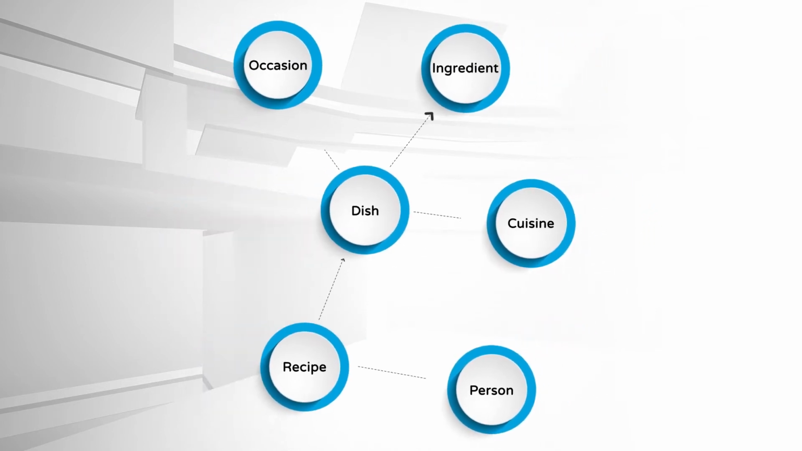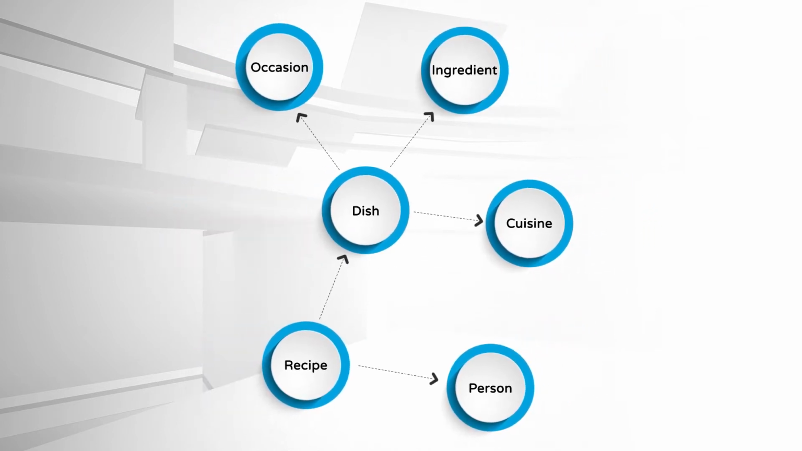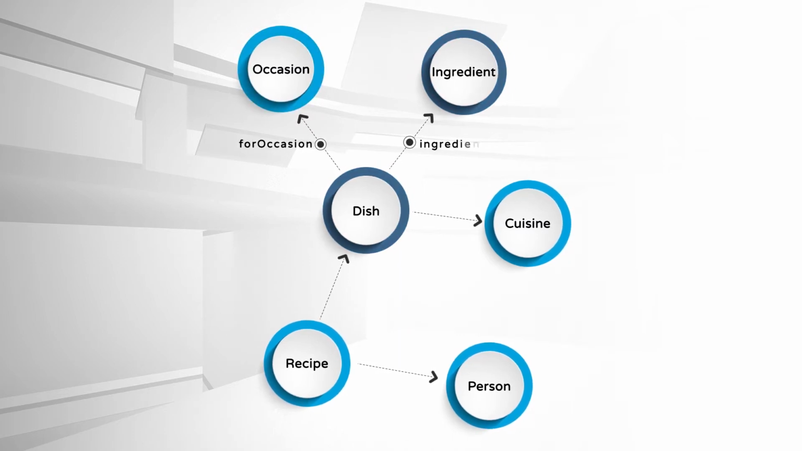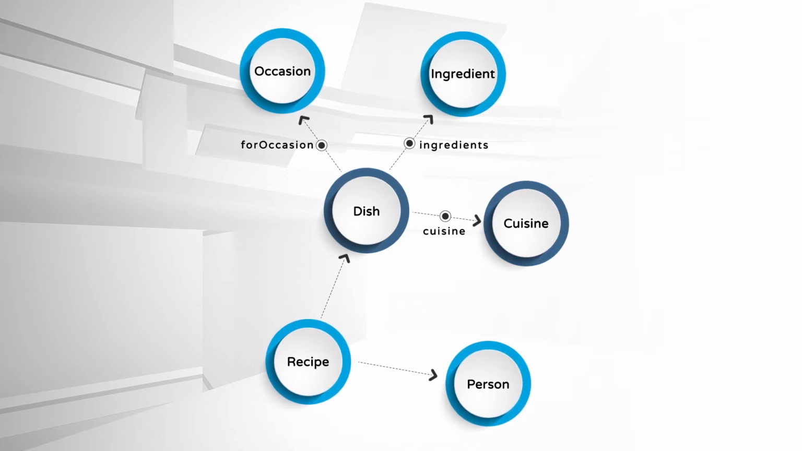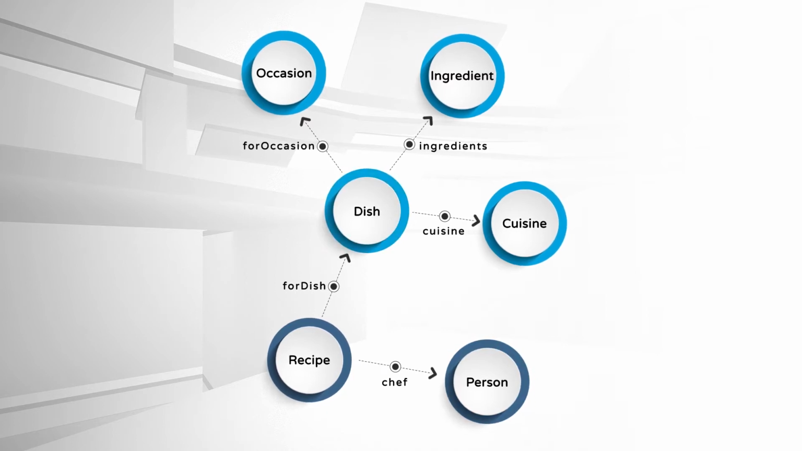Each concept type or class has a relationship with another concept type. A dish might be for an occasion. It will contain a collection of ingredients and is part of one or more cuisines of food. That dish will also have recipes, and those recipes will be created by a chef.